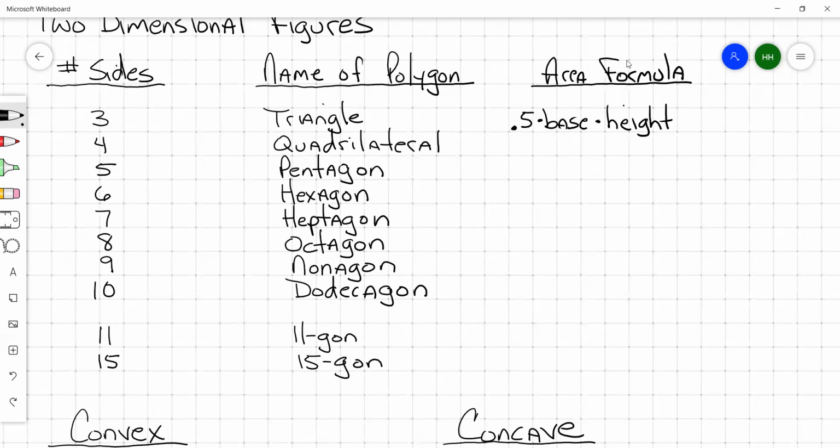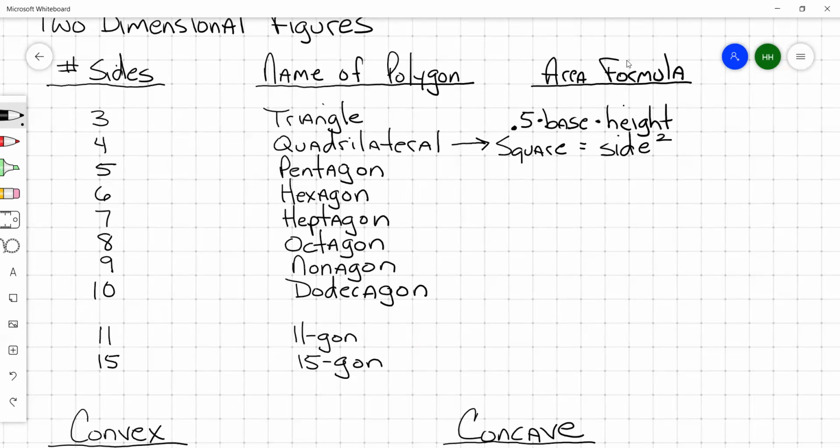Quadrilateral, if it's got 4 sides. If it's got 4 sides and it's a square, you just take one of the sides and you square it. If it's a square, take one of the side lengths, you square it.